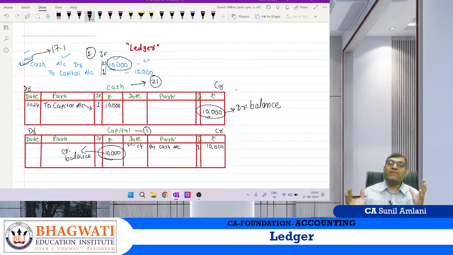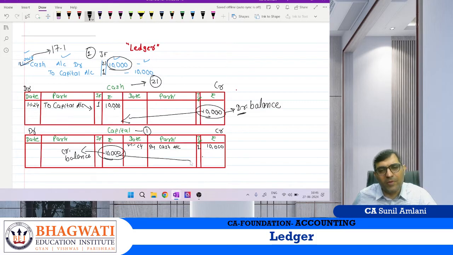Whenever you are balancing any ledger, the balancing figure is always written on the side which is shorter, and it is always known by the side which is higher. So here debit is higher, so this is a debit balance. Here credit is higher, so this is a credit balance. Closing balance is always known by the side which is higher. Now this will become the opening debit balance next period, and this will become the opening credit balance in the next period.